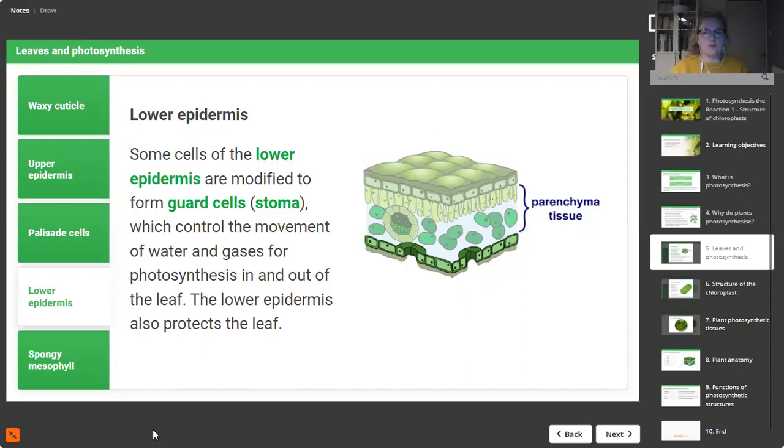So you can probably remember a huge important part of the leaf is the stomata. Stoma is the plural, stomata is the singular, I think, or it's the other way around.